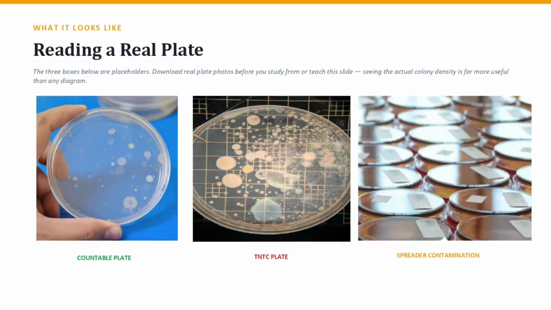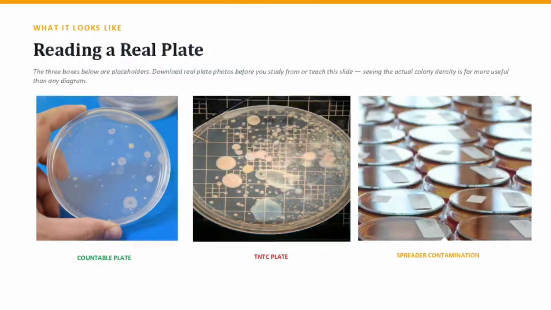Take a look at the 3 photos on this slide. First, a countable plate, showing a well-spaced, countable colony range, roughly 25 to 250 CFU. This is your target result. Second, a TNDC plate, confluent, overlapping growth where individual colonies can no longer be distinguished from each other. This is what happens when you plate an insufficiently dilute sample.